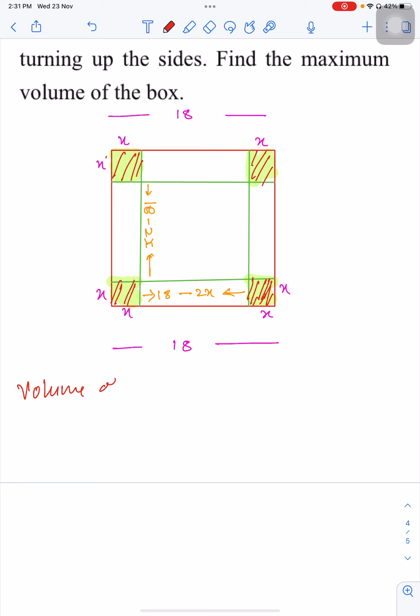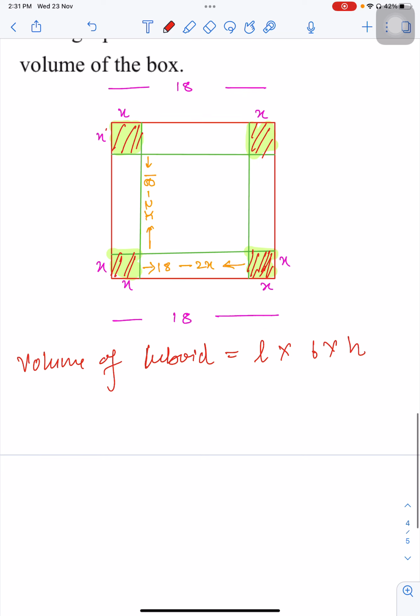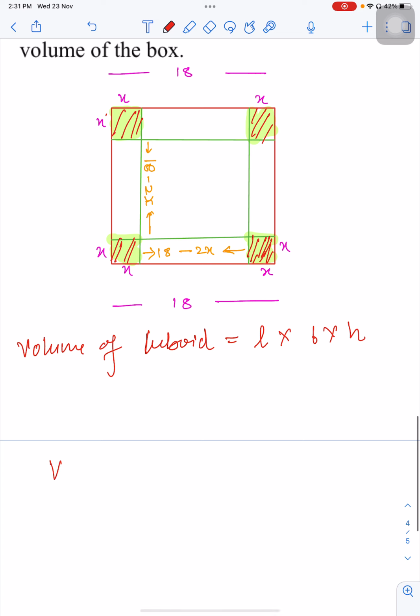What is the volume of a cuboid? Length into breadth into what? Height. Now tell me, what is our length? Let's say V is a function. Length, you can assume, is 18 minus 2x. What is the breadth?